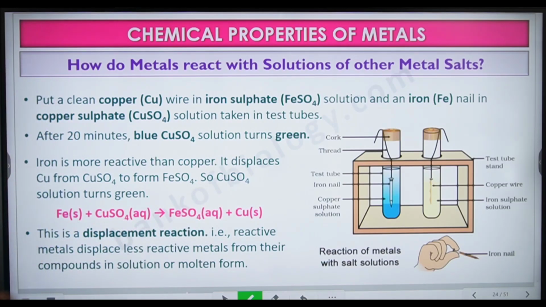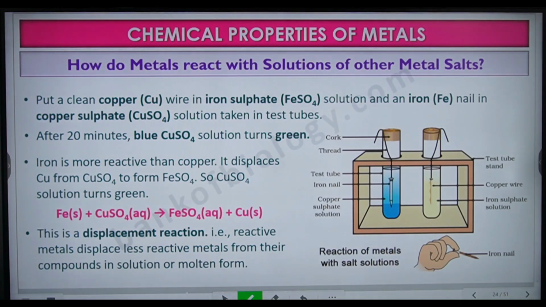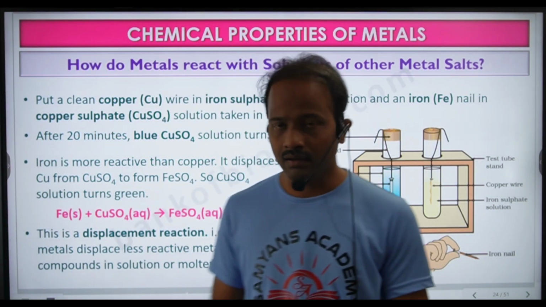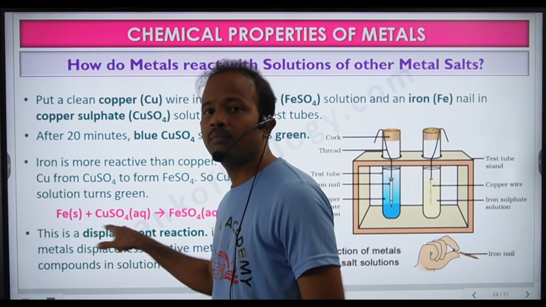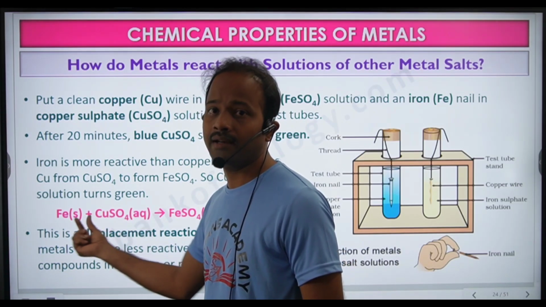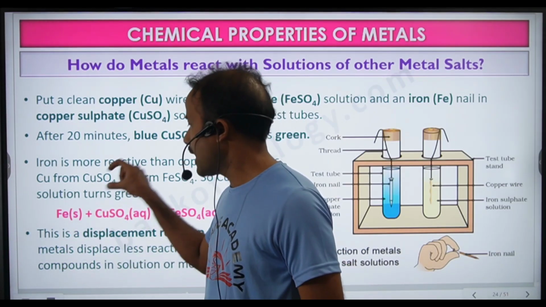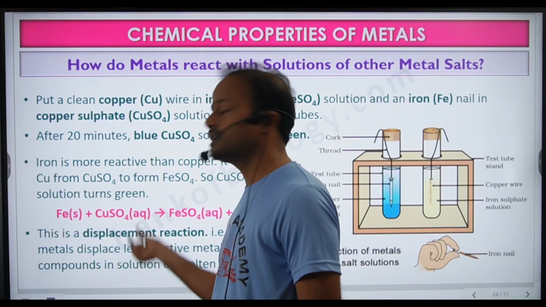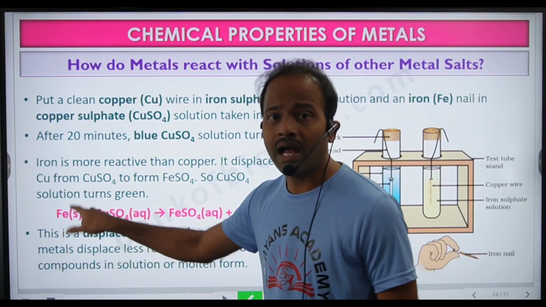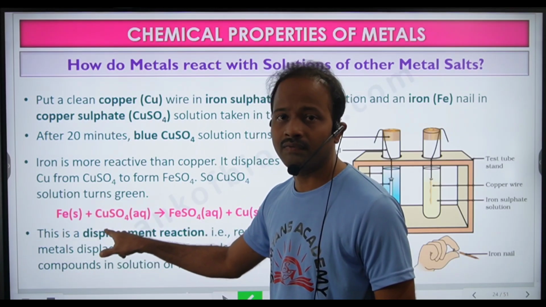And this is a displacement reaction. That is, the more reactive metals displace less reactive metals from their compounds in solution or molten form, right? This is an example of a displacement reaction. A highly reactive metal like iron can displace copper from its compound, that is copper sulfate, which has low reactivity. Iron has high reactivity. The high reactivity metal can displace the low reactive metal from its compound. It means here iron is displacing the copper from copper sulfate.